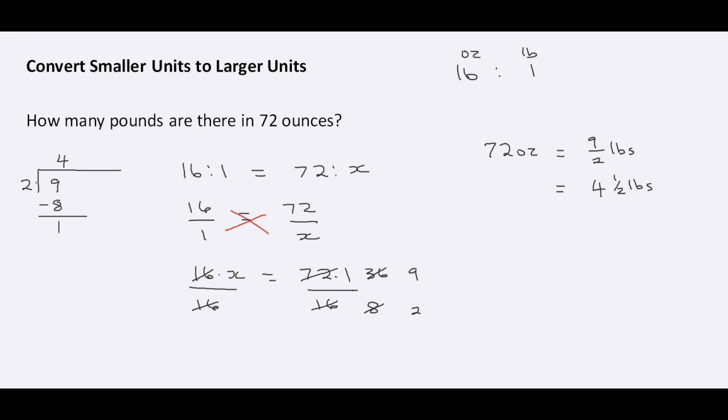1 divided by 2, we can't really do that easily. So we're going to put a decimal point there. And because we do that, we can bring down a 0. 10 divided by 2, we have 5. 5 times 2, we have 10. We subtract and we have no remainder. So 72 ounces is also the same as 4.5 pounds.